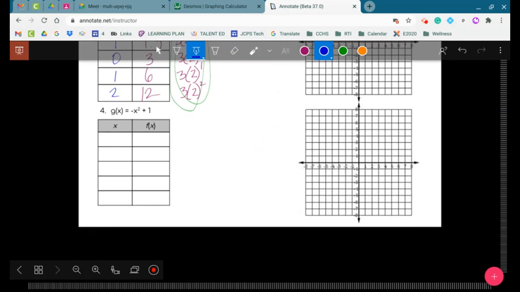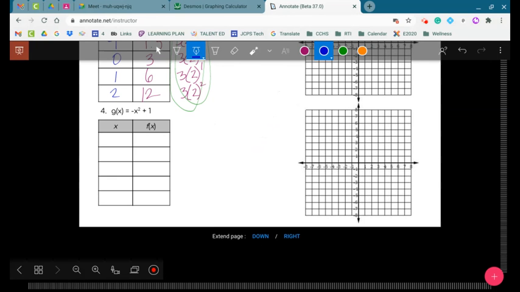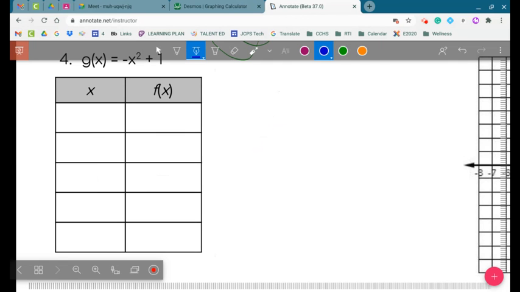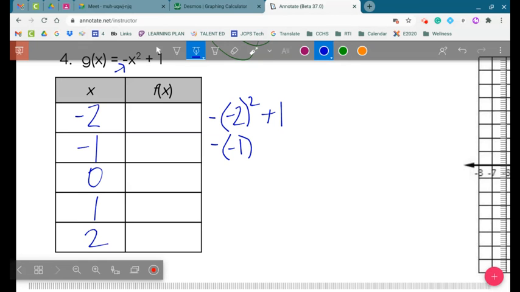Okay, next one. Negative x squared plus 1. So I'm going to do my x's and plug it in. Because there's already a negative on this x, I'm going to keep that on the outside, and then I'm going to put whatever my x value is in the parentheses, squared, plus 1. Negative 0 squared plus 1. Negative 1.